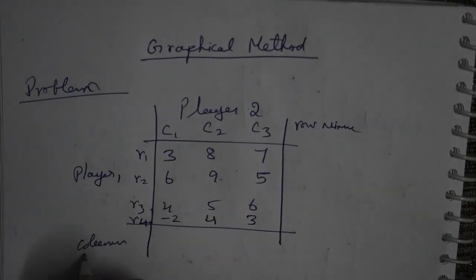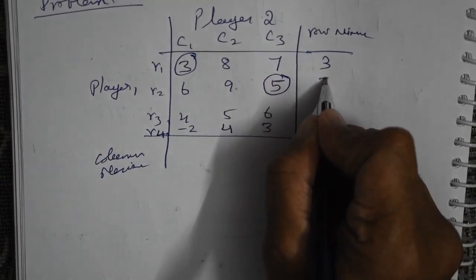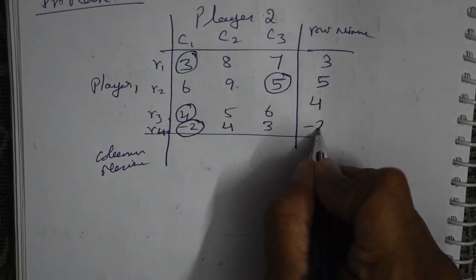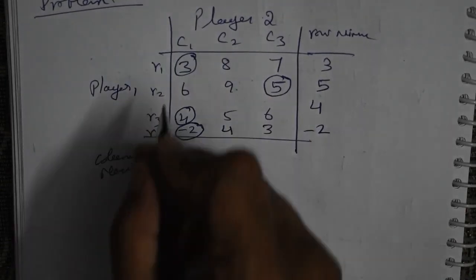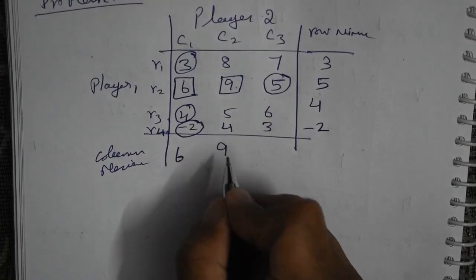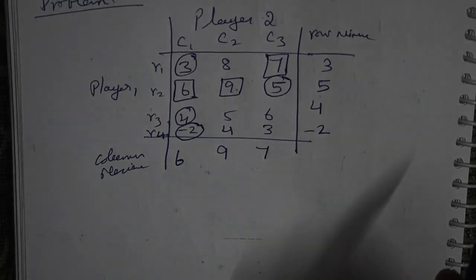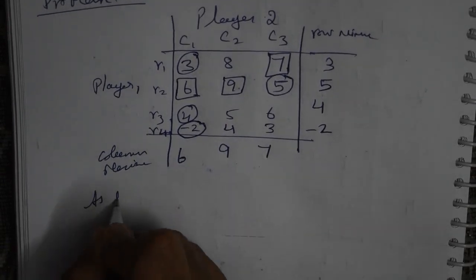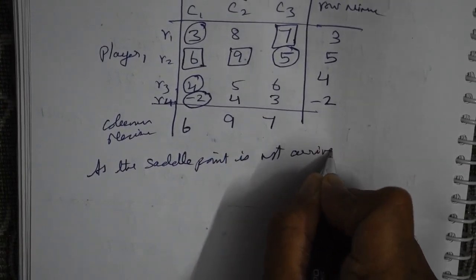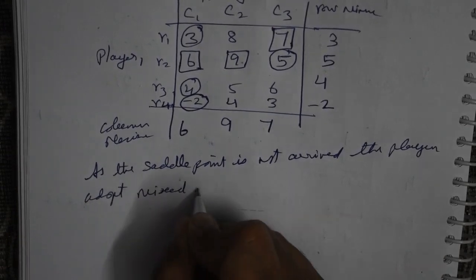Row minima: first row 3, circle it right outside; second row 5, circle it right outside; third row 4, circle it right outside; and fourth row -2, circle it right outside. For the columns, 6 is the highest number, box it right outside, then 9, box it, then 7, box it. The saddle point is not right because the circle and the box are not in the same cell. As there is no saddle point, the players adopt mixed strategy.